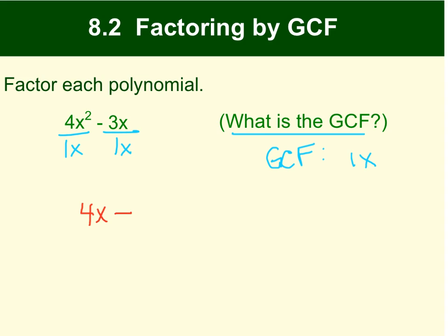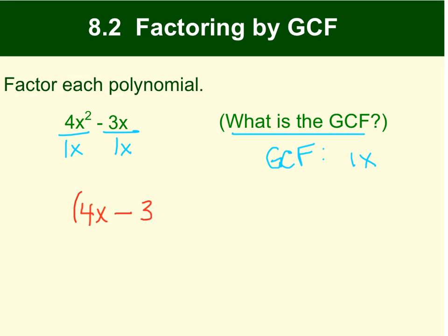Minus, now let's go to the next one. 3 divided by 1 is 3. And then if you have an x divided by x, if you subtract the exponents, you get x to the 0 power, which is just 1. So we factored out the GCF. We got 4x minus 3.